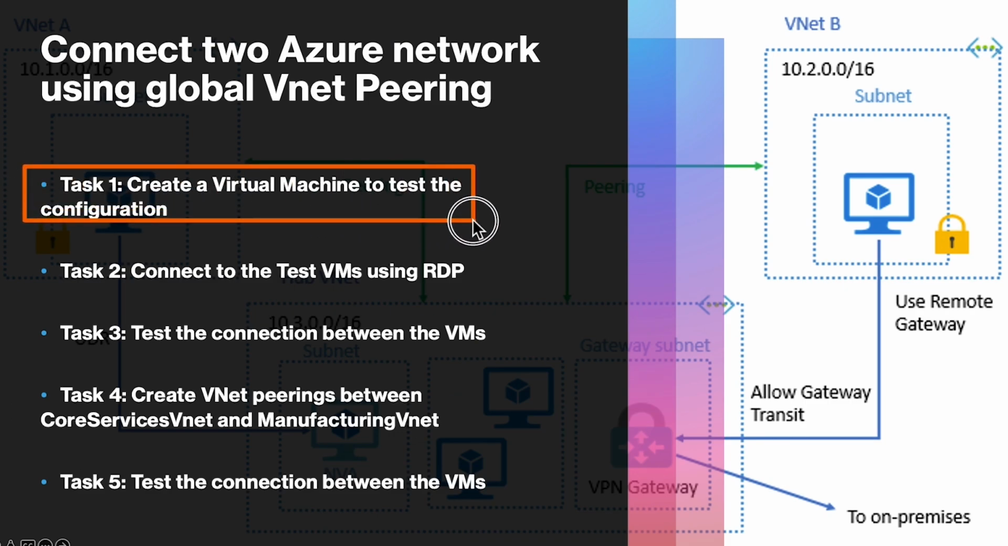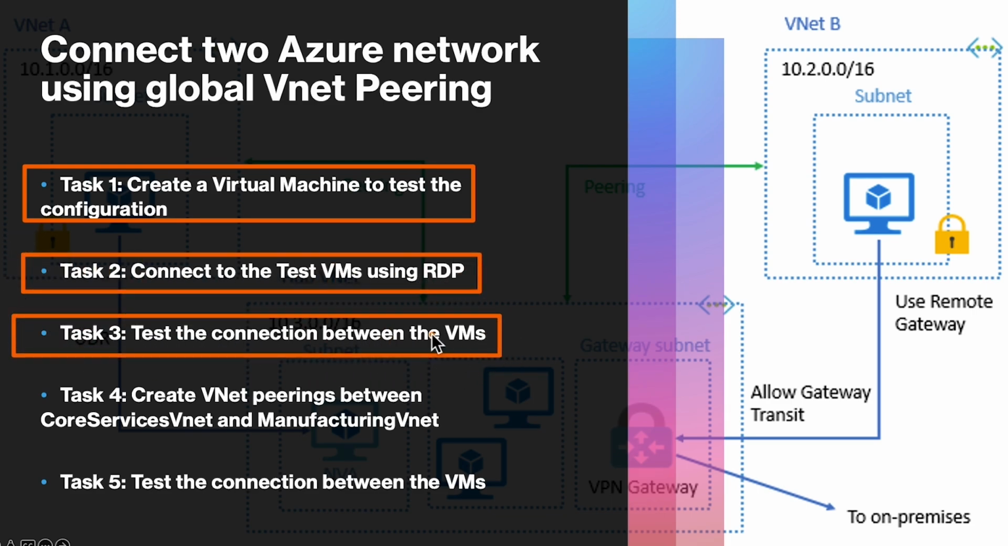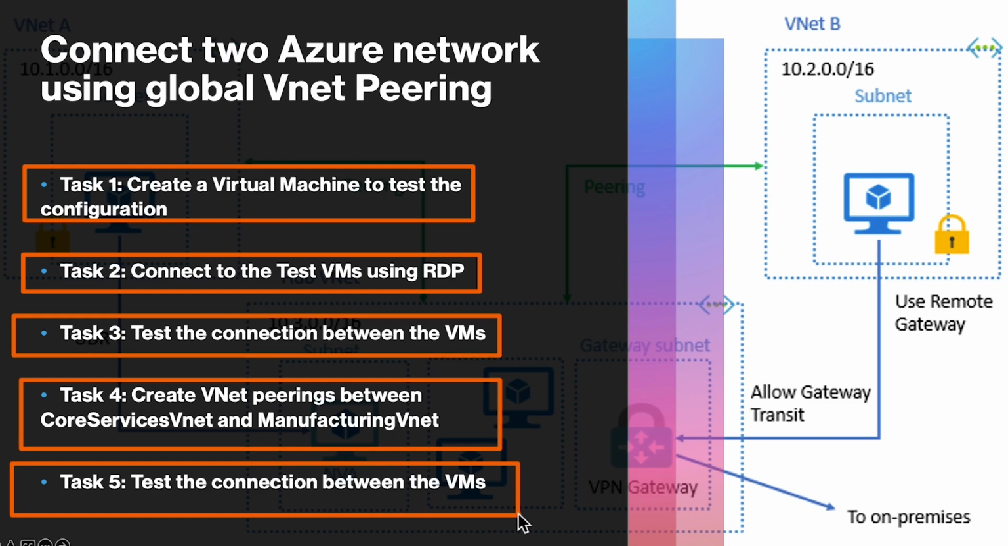Let us look at the task we are going to perform. First, we are going to create a virtual machine to test the configuration. Then connect the test VM using RDP. We're going to test the connection between these two VMs and create VNet peering between the core services VNet and the manufacturing VNet. That's the important task. And then we are going to test the connection between the VMs as well. So let's go and do that.